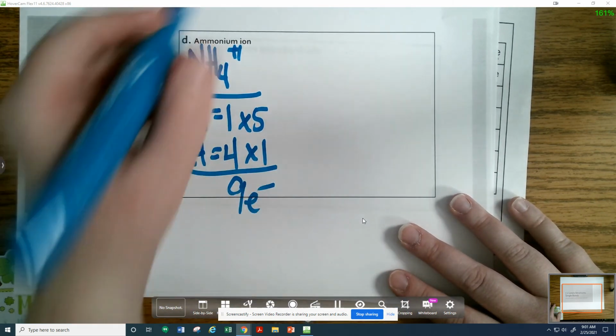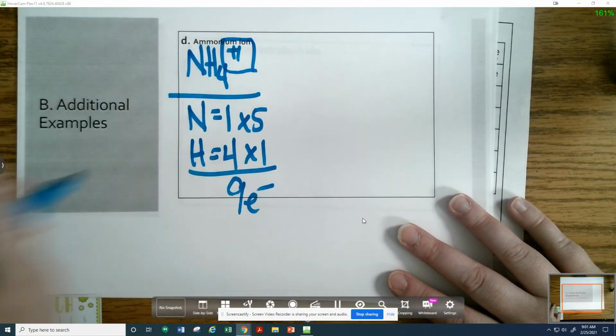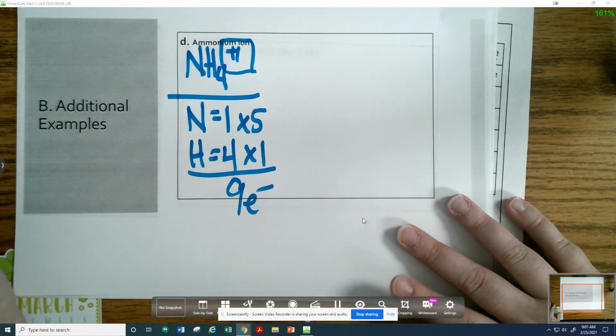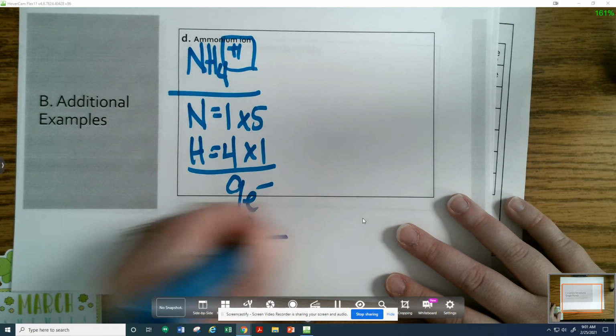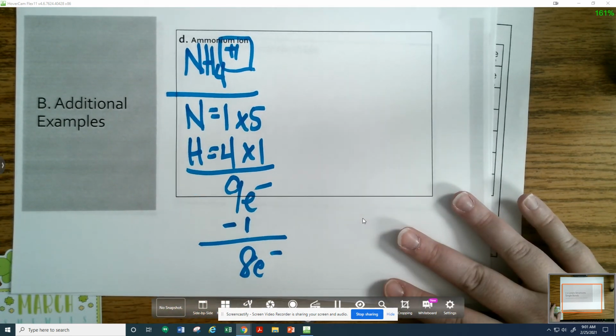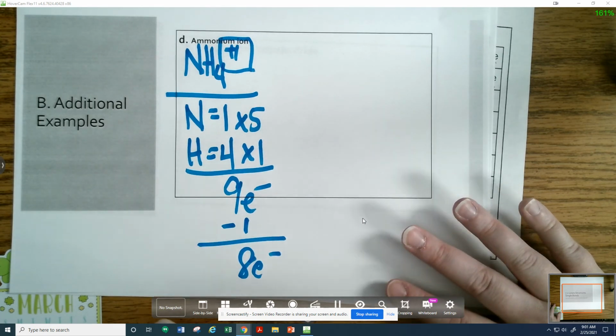So the thing that we have to then account for is that it has a +1 charge. You are not going to add 1 electron. A positive charge means a loss of electrons has taken place. Therefore, you're going to subtract. We have 8 electrons. Okay. So again, if you're working with an ion and it has a charge, make sure you account for that.